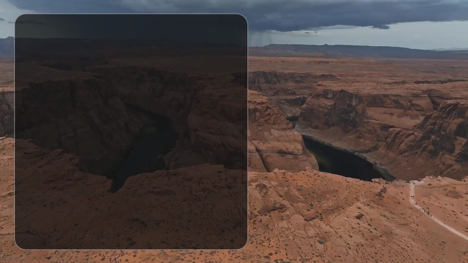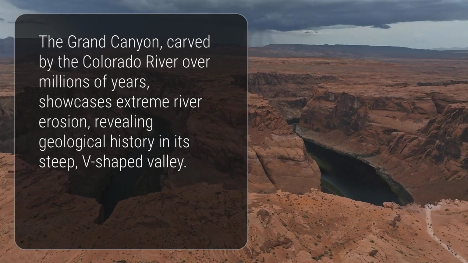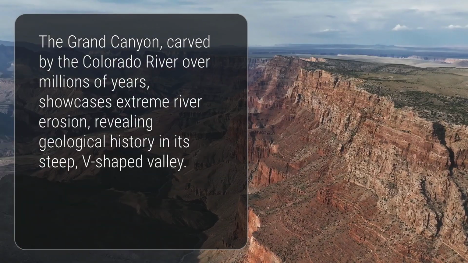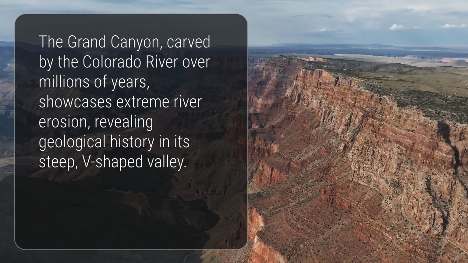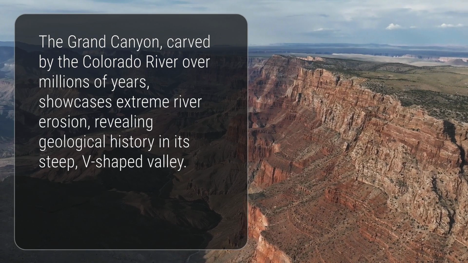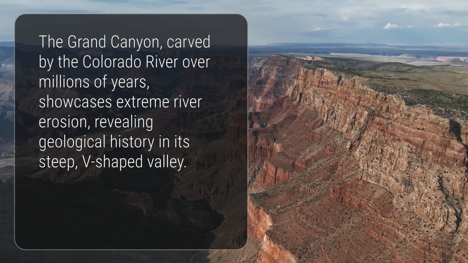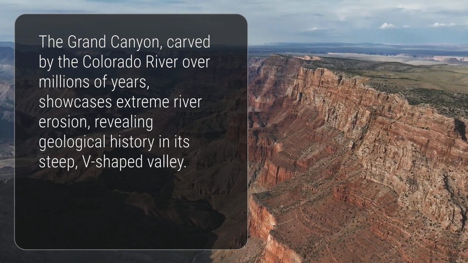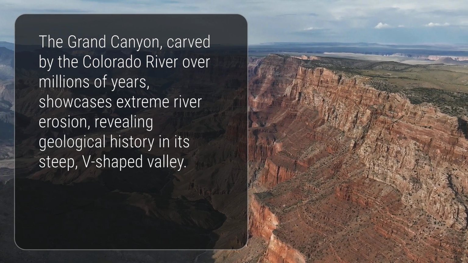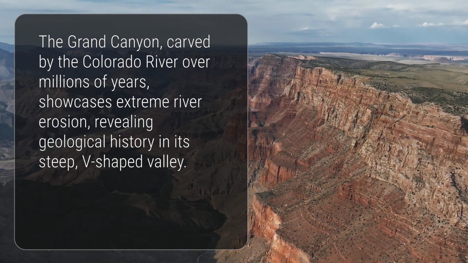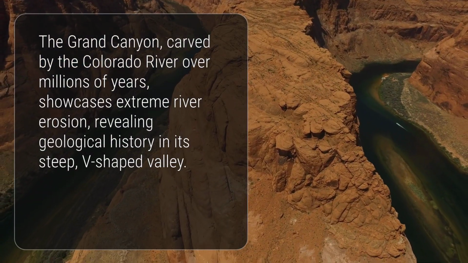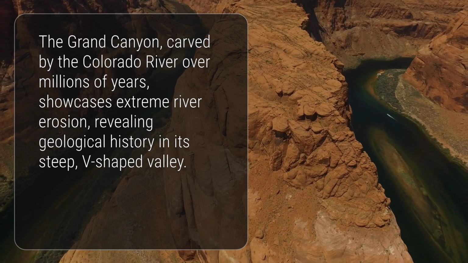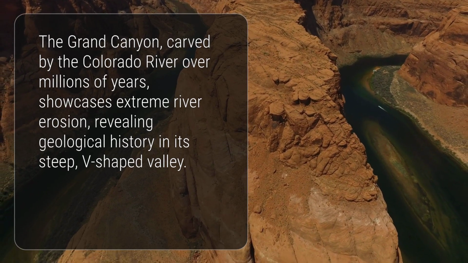And for an extreme example of river erosion, consider the Grand Canyon in the United States. The Colorado River has spent millions of years cutting down through layers of rock. This relentless downward erosion has carved one of the most spectacular V-shaped valleys on the planet, revealing geological history in its steep sides. These examples show the scale and power of rivers as agents of landscape change.